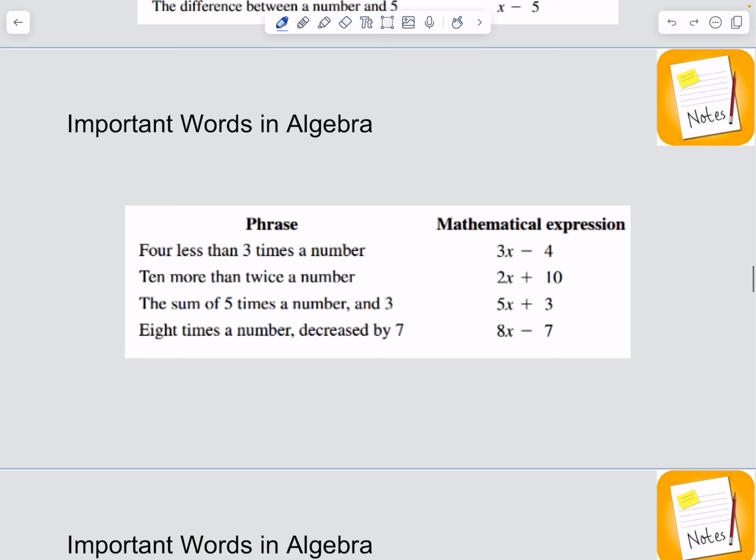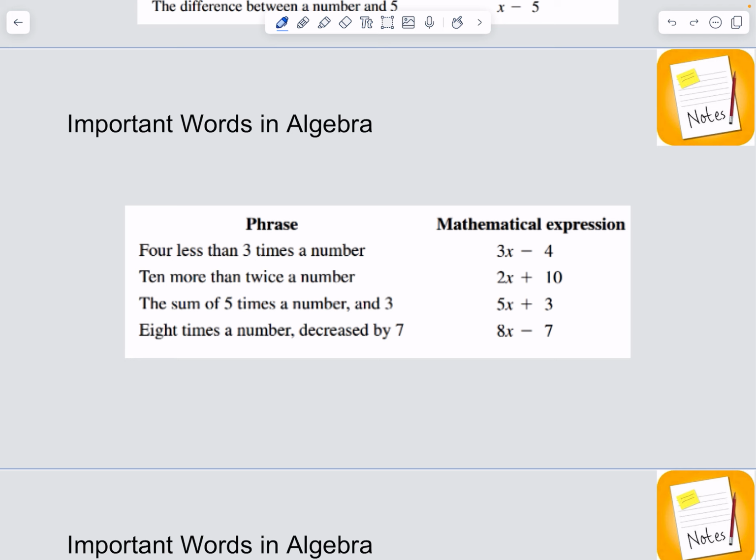Here are some more important phrases. These ones are adding two steps into one phrase. 4 less than 3 times a number. So now we see I have 3 times a number and I'm subtracting 4. 10 more than twice a number. Now here I see I have twice a number, 2 times a number, and then I'm adding 10.